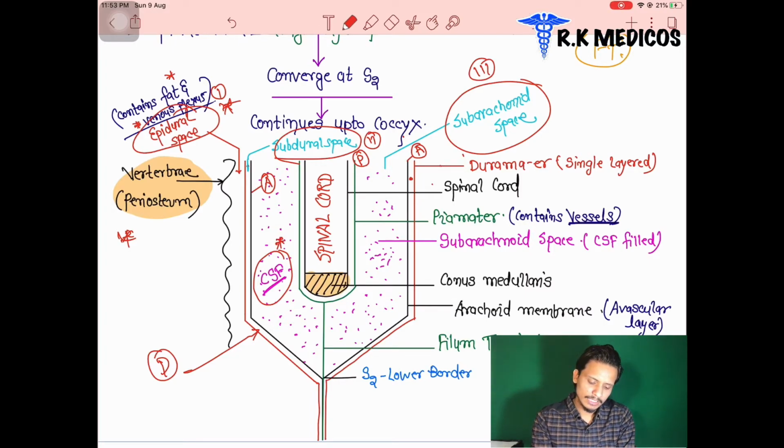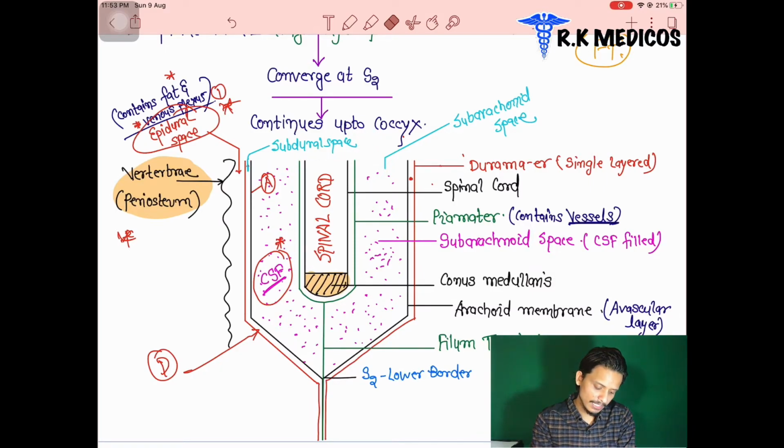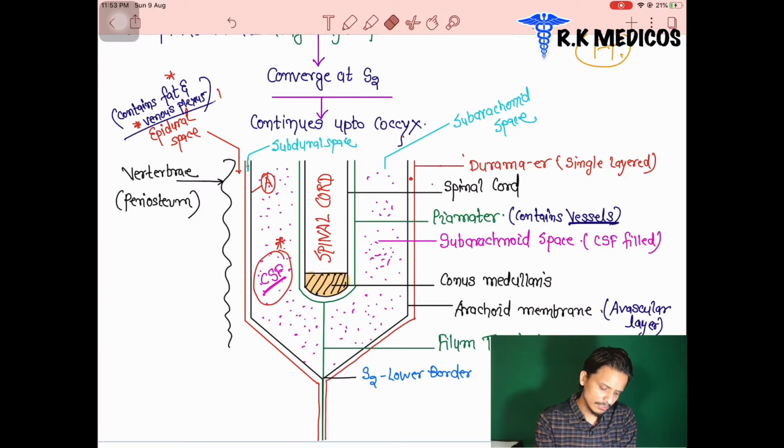Now one more thing we have to learn from here. In the brain, the dura mater layer is basically doubled. So there is a bilayered dura mater in the brain, and the unilayered, only one layer of dura mater, is present in our spinal cord. It is the important point here. Now I am going to conclude here, the dura mater is a single layer in the spinal cord.